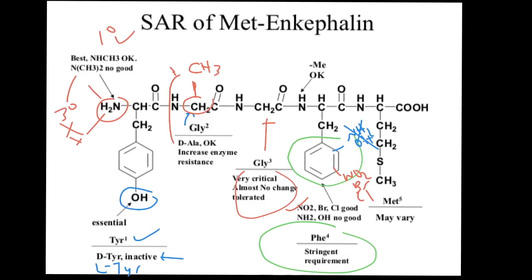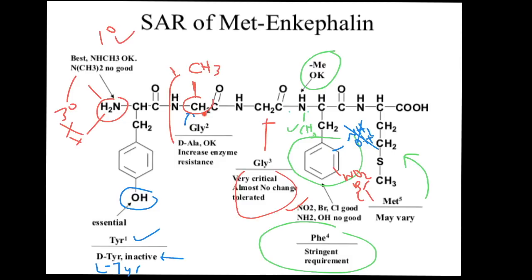The methionine group, which is here, you can have pretty much any change on it. May vary. Over here, you can add a methyl group to make it a tertiary amine. So from left to right, to review again, primary amines are good, tertiary amines over here are not good. You need your OH, therefore you need a tyrosine here, because tyrosine is an amino acid that has an OH. L-tyrosine is active, whereas D-tyrosine is not active.